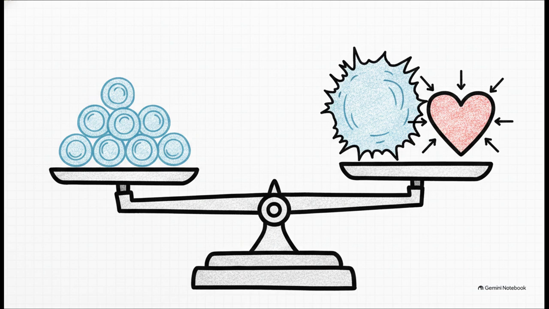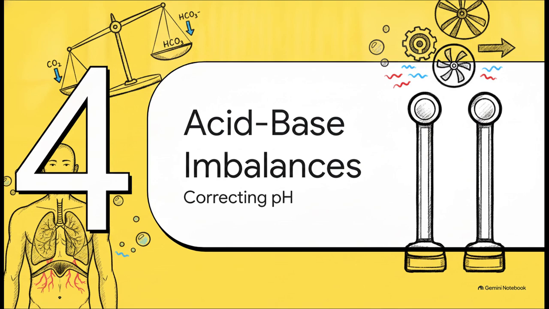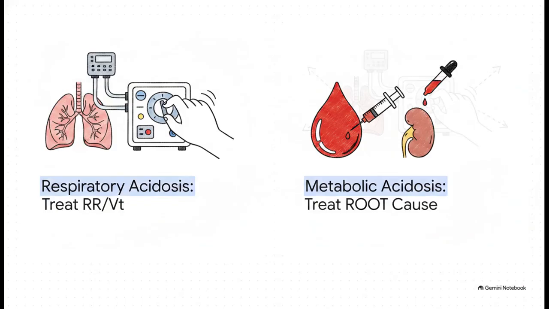It demands a very careful, individualized balance. That brings us to Section 4, correcting acid-base imbalances. This is where your minute ventilation levers really come into play to manipulate blood pH. Now, respiratory and metabolic acidosis, fundamentally different beasts.